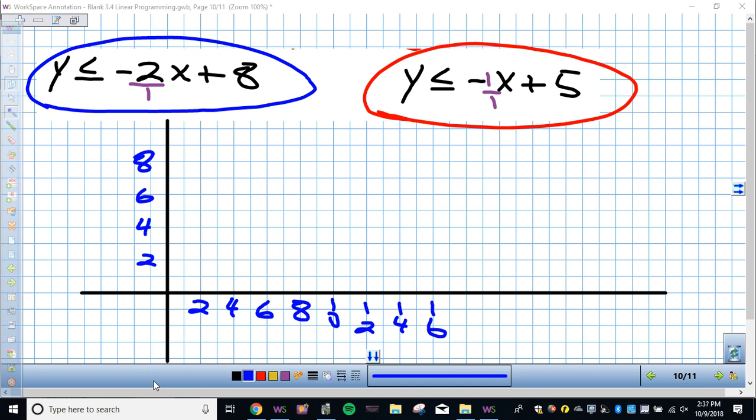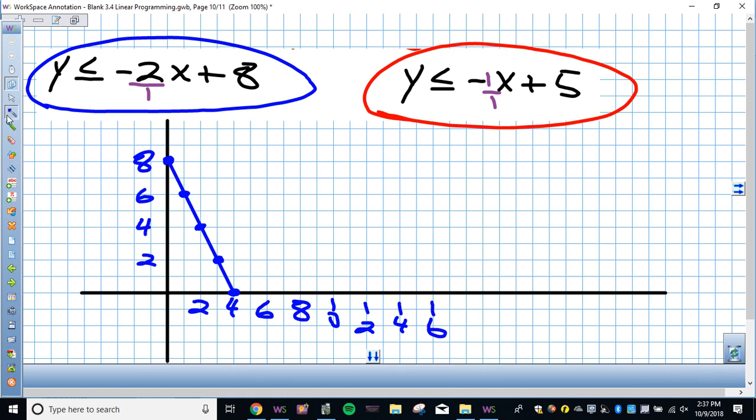Okay, so we'll start graphing at positive 8. Go down 2, right 1. Down 2, right 1. I'm going all the way to the x-axis. Then draw that line. The red line, we're going to start at positive 5 on the y-axis and go down 1, right 1, down 1, right 1, down 1, right 1, all the way to the x-axis again. And then draw that line. And I'll give you a sec to get caught up again.